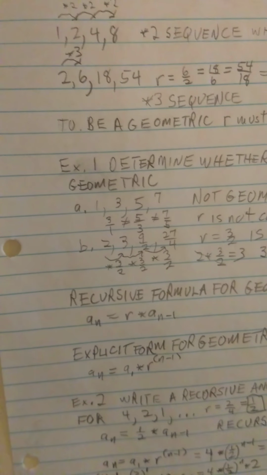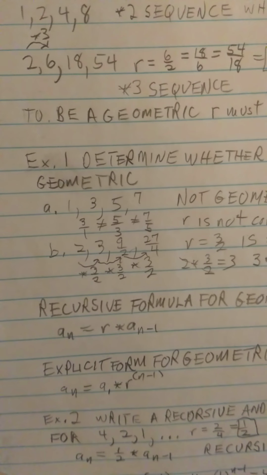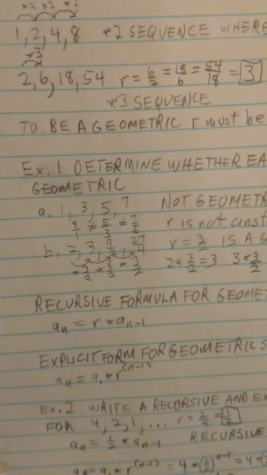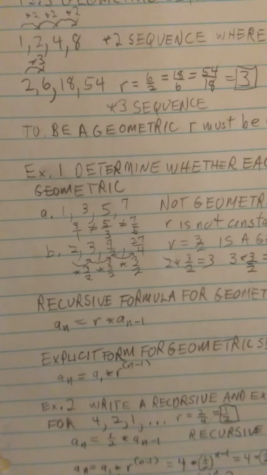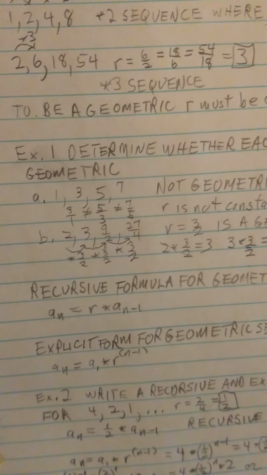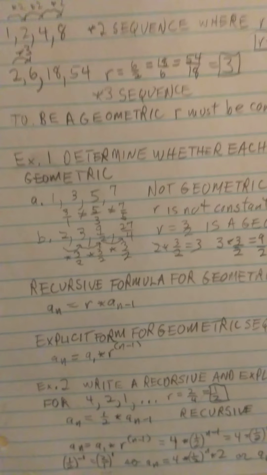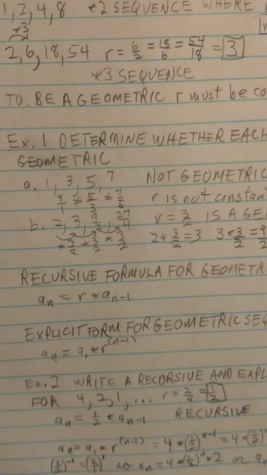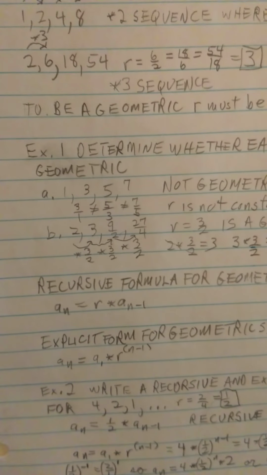Now the next sequence, 2, 6, 18, 54, is a little more helpful to see. The second one, 6 over 2, is easily 3, and 18 over 6, the third one over the second one, is still 3, but 54 over 18, we might need a calculator to see that that's 3. But that's a constant times 3 sequence, and that's what makes it geometric.